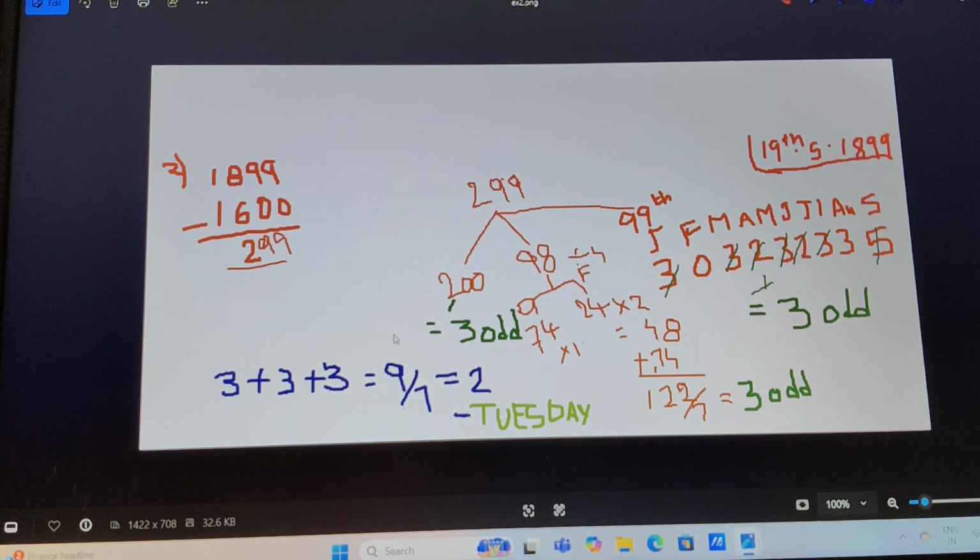So what is the total? Here we do it in blue color. 3 odd days from centuries, 3 odd days from the 98 years, and 3 odd days from the 99th year. So all these odd days sum up together to 9. 9 divided by 7, we get the remainder as 2 odd days. What did we code for Tuesday? It is 2. So the answer is 2 for the second example.